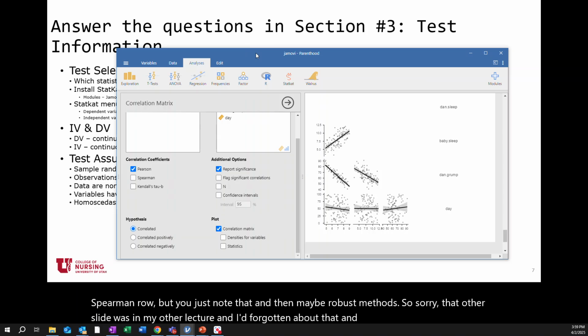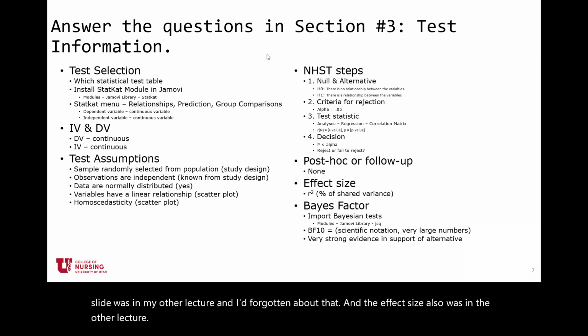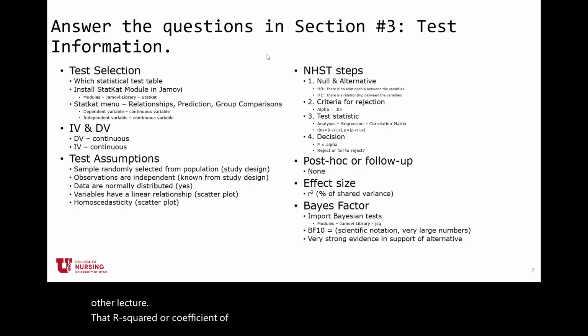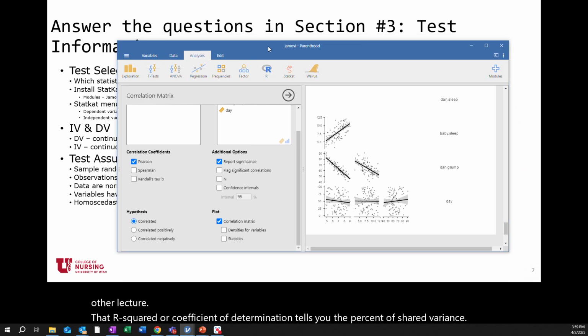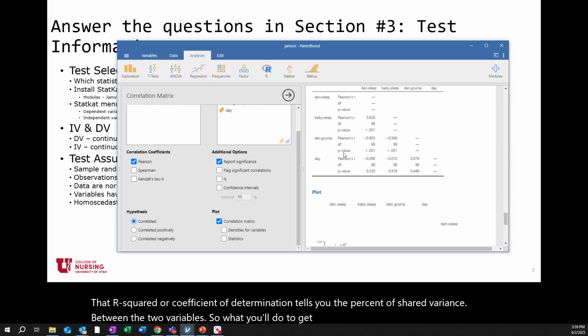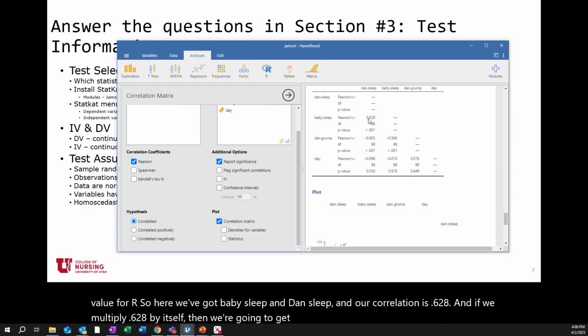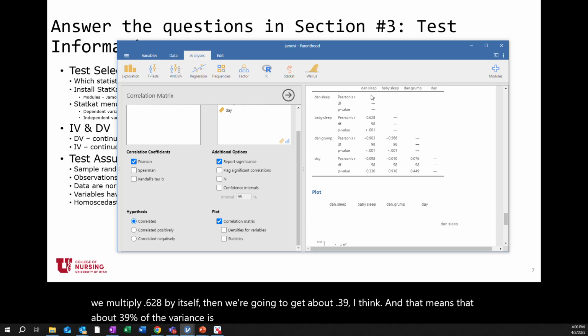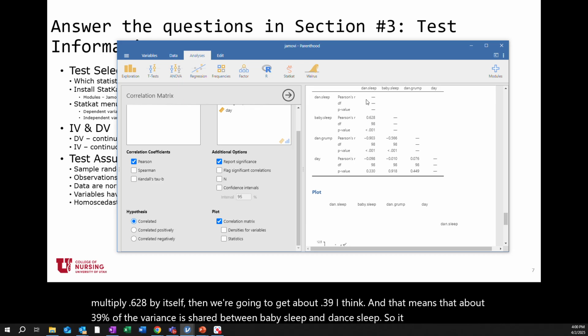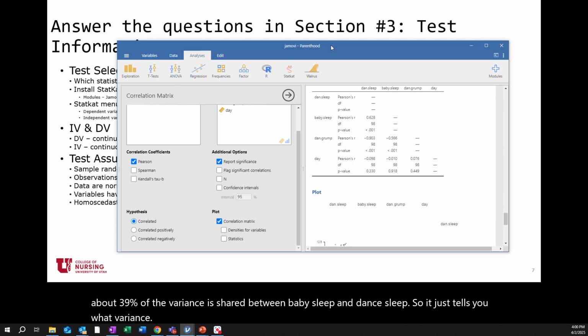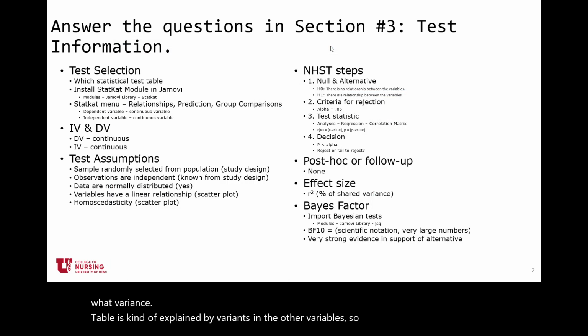And the effect size also was in the other lecture. That R squared, or coefficient of determination, tells you the percent of shared variance between the two variables. So what you'll do to get a coefficient of determination is take the value for R. So here we've got baby sleep and Dan sleep, and our correlation is 0.628. And if we multiply 0.628 by itself, then we're going to get about 0.39, I think. And that means that about 39% of the variance is shared between baby sleep and Dan sleep. So it just tells you what variance in one variable is kind of explained by variance in the other variable. So that's a useful effect size.